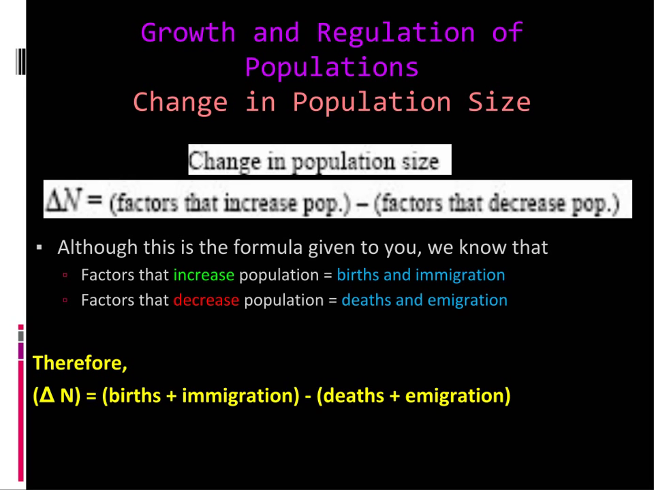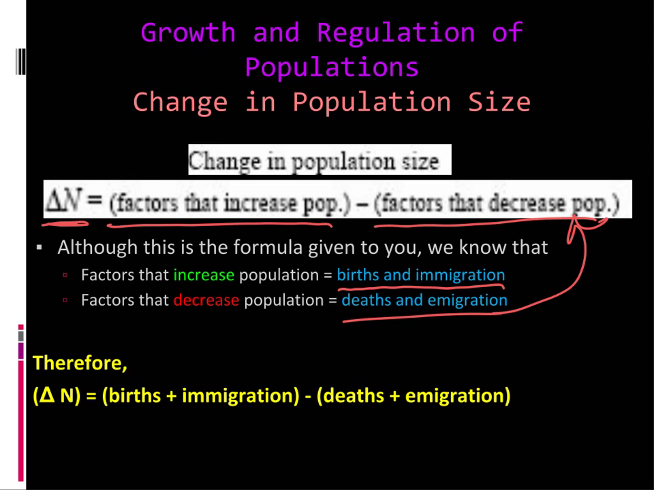So, to calculate change in population size, we have the formula: change in N equals the factors that increase a population minus the factors that decrease a population. Although this formula is given to you, you should know that the factors that increase population are births and immigration, and the factors that decrease population are death and emigration. Therefore, to break it down further, change in N, or population size, equals births plus immigration minus deaths plus emigration.